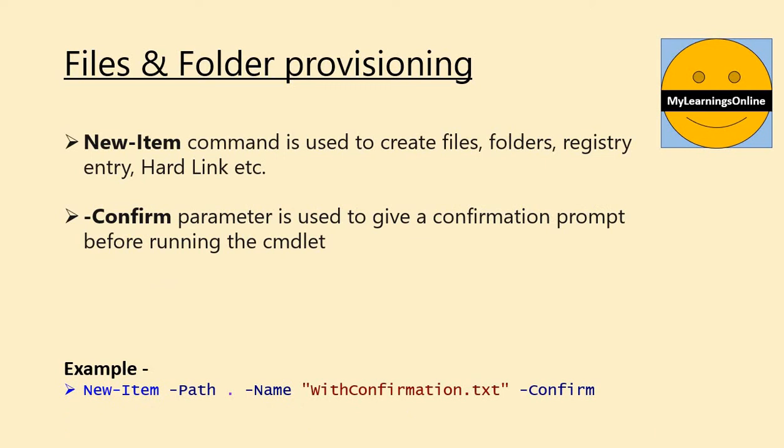The Confirm parameter is used to give a confirmation prompt before running the command. This helps us to be double sure about our action. In this example, we are trying to create a text file, and by defining the Confirm parameter, we are ensuring that we get a confirmation prompt before our file is actually created.